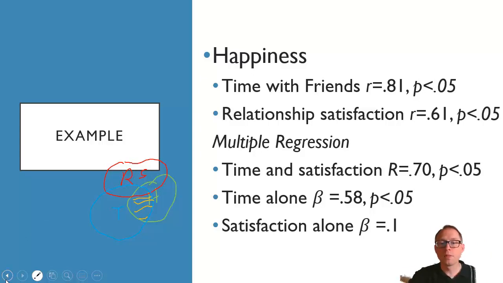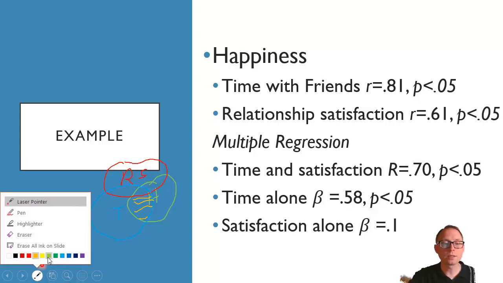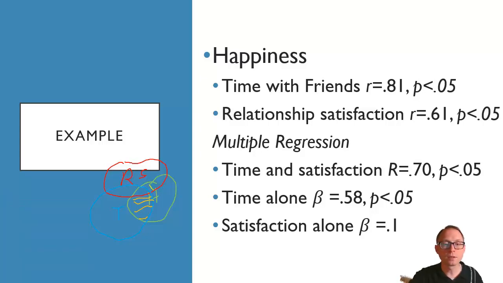Conversely, the beta weight for satisfaction alone, that 0.11, is this, just the influence right here with no overlap. And what this is saying, if you look at it, and hopefully you can see it, maybe I'll move over so you can see all of it, because I know that sometimes you can't. You see that? Beta equals 0.11. P is greater than 0.05.